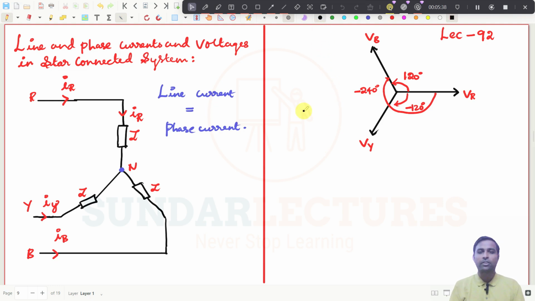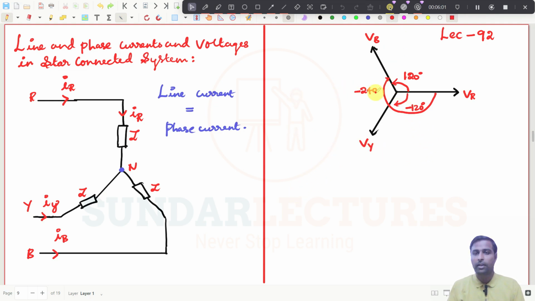Try to write the expression VRY. See, I have to travel from Y to R. We know the voltage between any 2 points. The basics of these kind of things we have already seen, right? So before that I just want to write one particular thing.